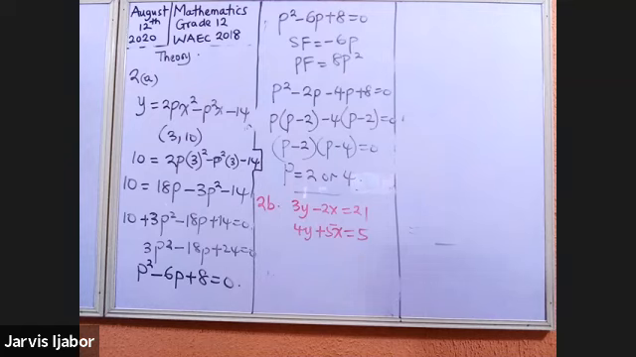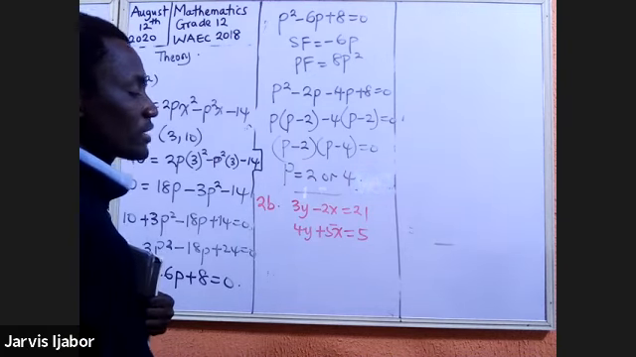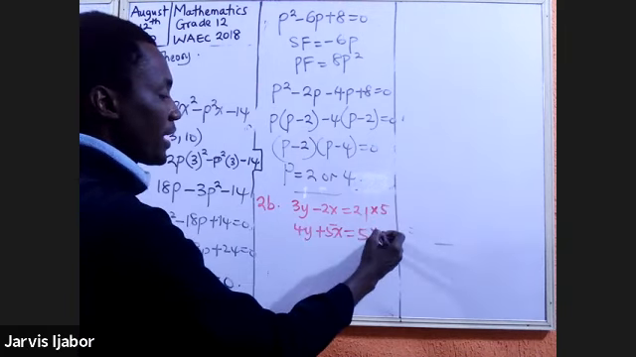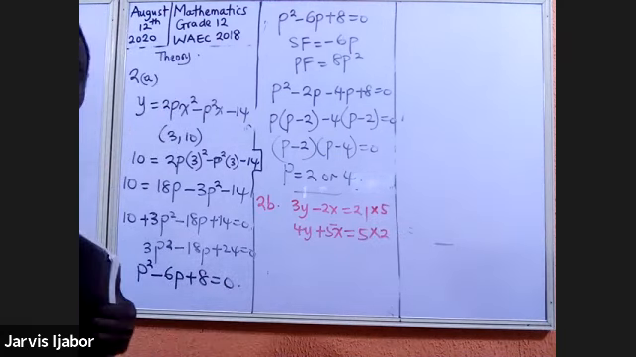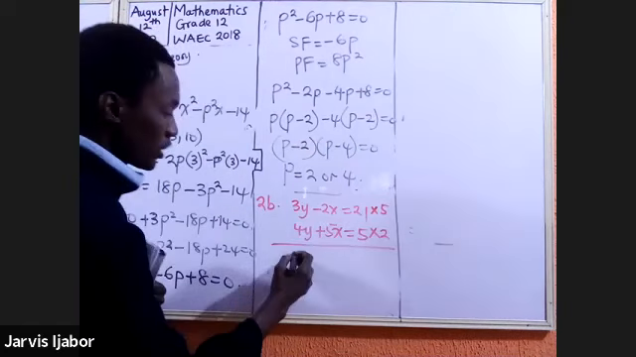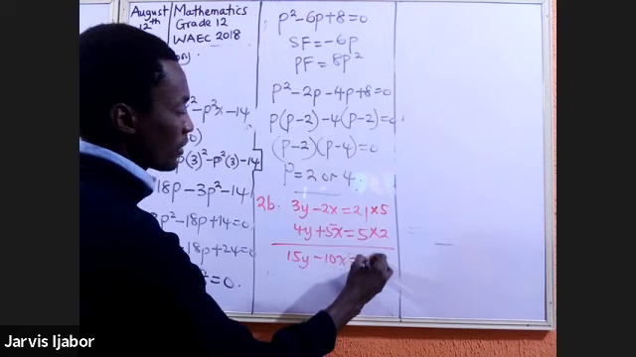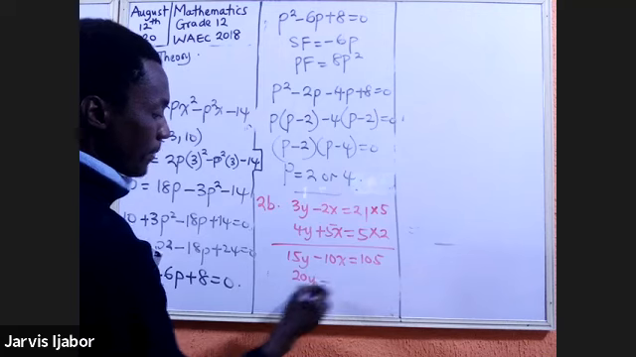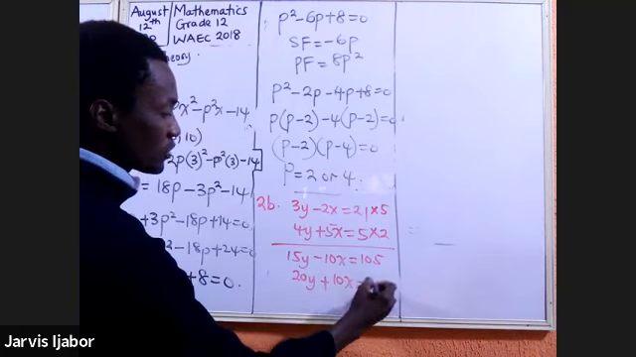So, what do you do? Now, we will eliminate the one that gives us the lowest LCM, and for me, it's x. So, I multiply it by 5, I multiply it by 2. I always tell students to use the elimination method, it's the fastest. So, this will give me 15y minus 10x equal to 105, and that will be 8y plus 10x equal to 10.